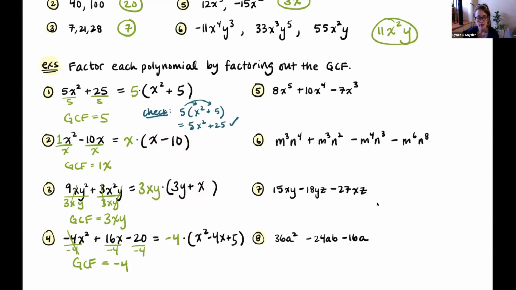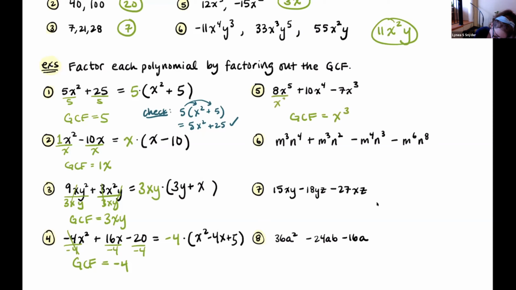Okay, example number 5, we have got 8x to the 5th plus 10x to the 4th minus 7x cubed. All right, so look at the numbers, 8, 10, and 7. 7 is the smallest. That does not go into 8 and 10, and 7 doesn't have any other factors. It's prime, right? So there's not going to be any numbers we could take out. But the variable parts, the x to the powers here, we can take out a highest degree of x cubed.